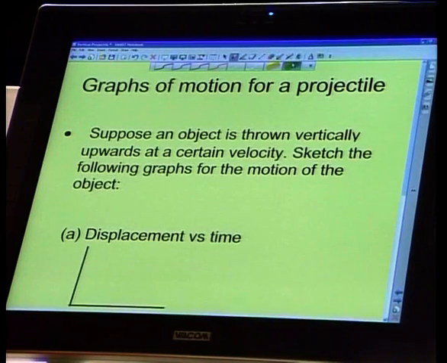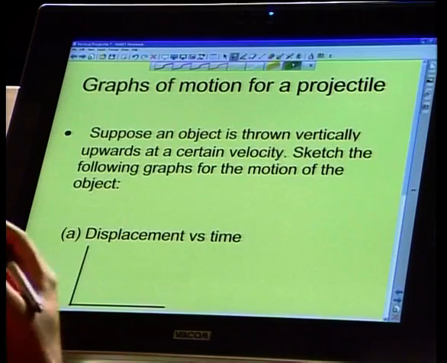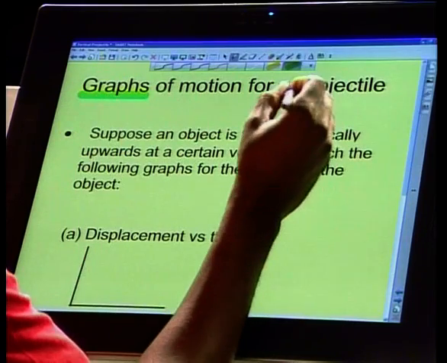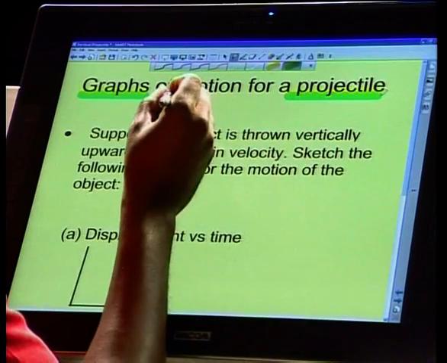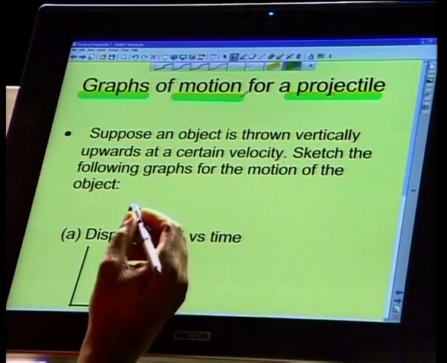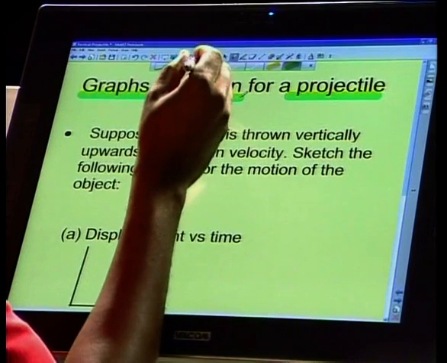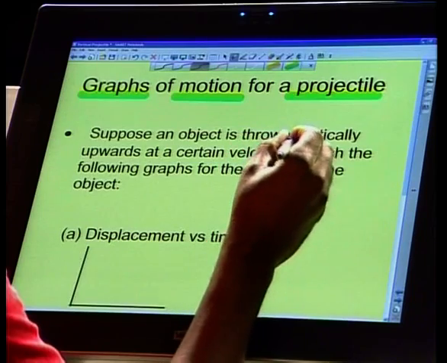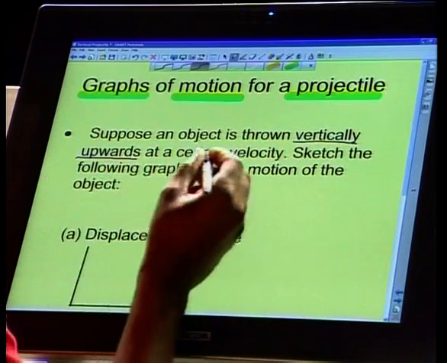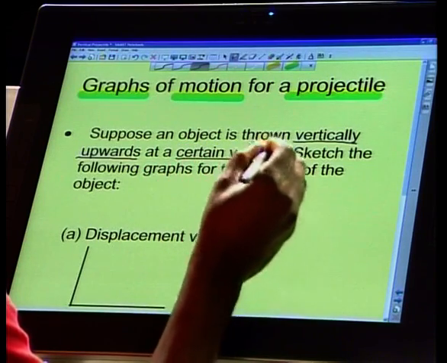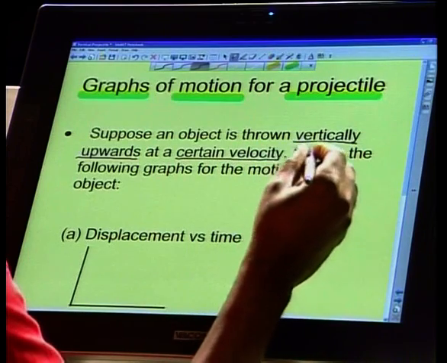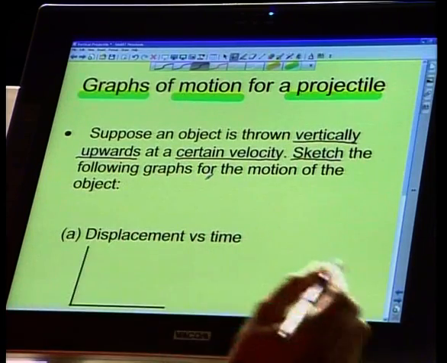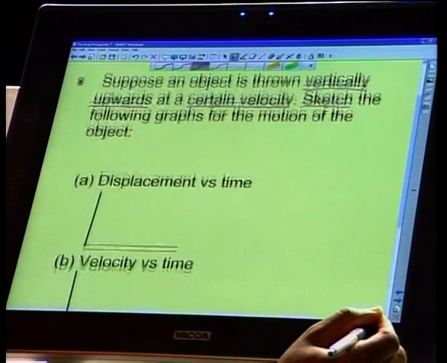Right, let's now talk about graphs of motion involving projectile motion. Now here we are looking at how we can sketch the motion of an object if it is moving in an up or down motion. Now let's look at this situation here. Suppose an object is thrown vertically upwards, at a certain velocity. We don't know what it is. We are to sketch the following graphs. Let's say, for example, the first one, we are to sketch the displacement versus time graph.